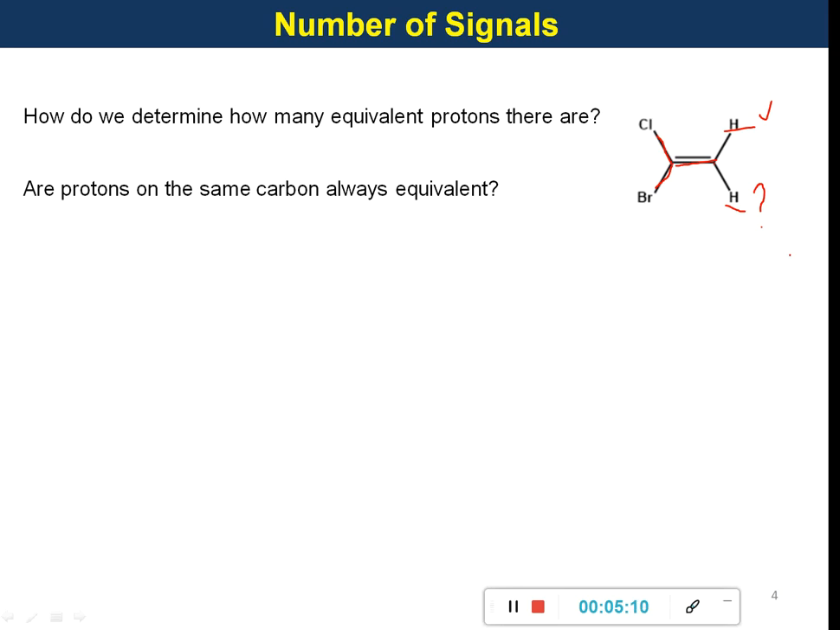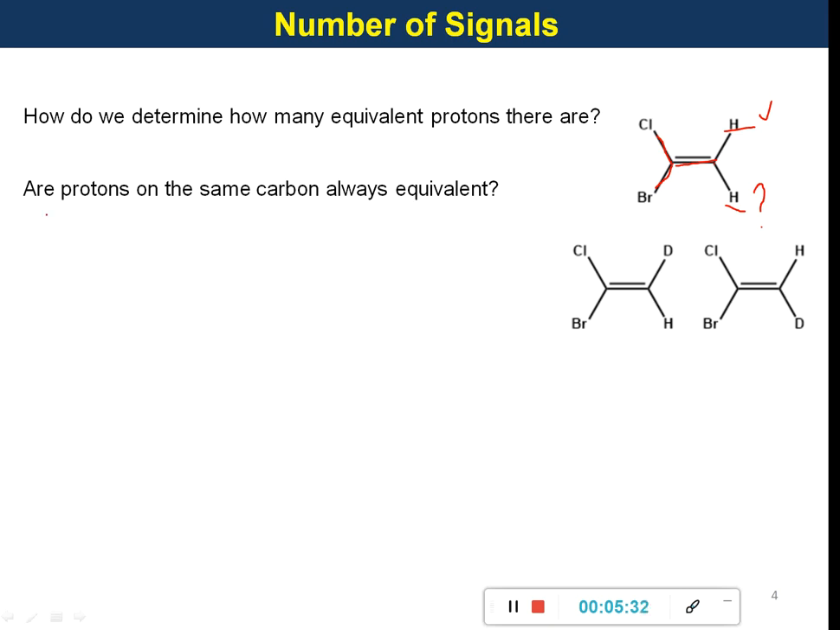The other way is to replace the proton with deuterium to form two different molecules. If the two resulting molecules are the same, then we can say that these two protons are equivalent. If not, then they are non-equivalent.